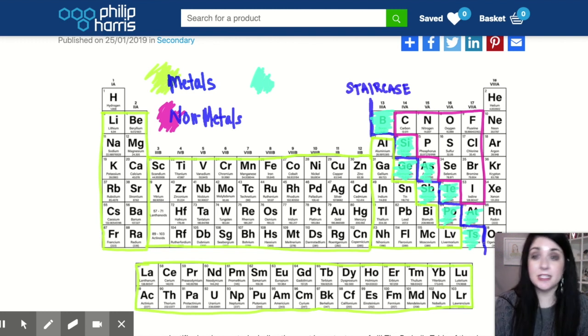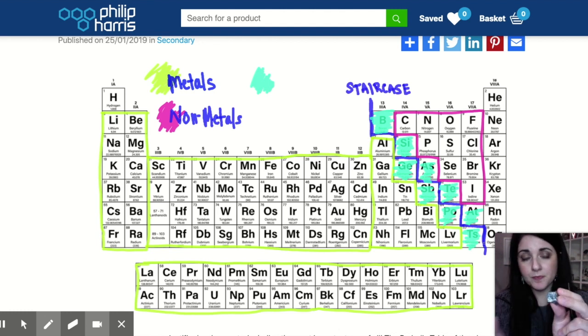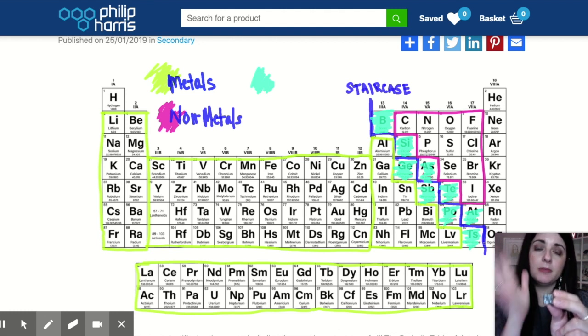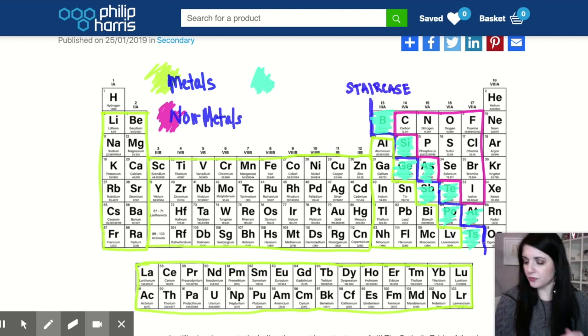Now those metalloids, like we said, have properties of both metals and nonmetals. So silicon is shiny like a metal, but it is brittle like a nonmetal, which is interesting. And it makes sense because it's literally found right in between those elements.